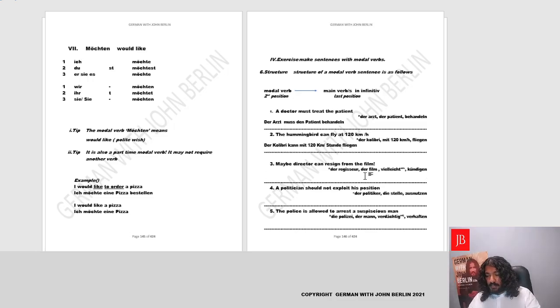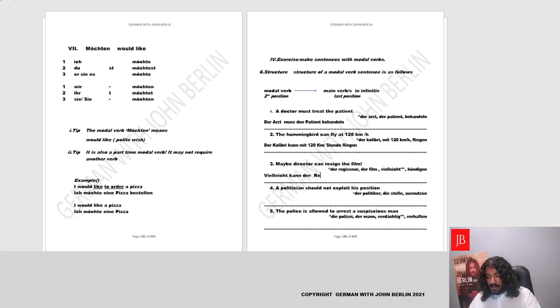Fantastisch. Okay, maybe the director can resign from the film. Yes. So we'll write here, we can basically begin with maybe. It's vielleicht. Yes, vielleicht. Then we'll introduce the verb in the second position. What are we conjugating for? Director. Director is Regisseur, and it'll be third person. So ich kann, du kannst, sie, es kann. Kann. Then we'll write the subject. That's der Regisseur. Yes, we can write the subject either on the left of the verb or on the right.